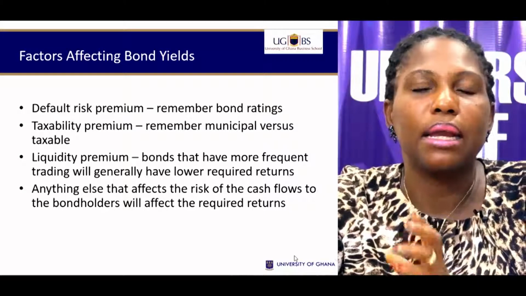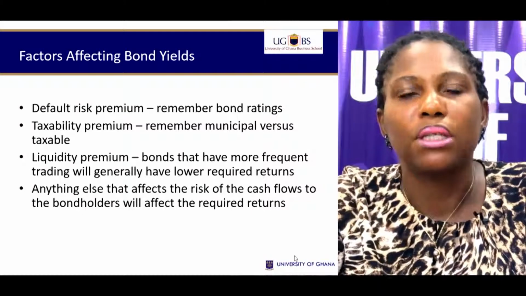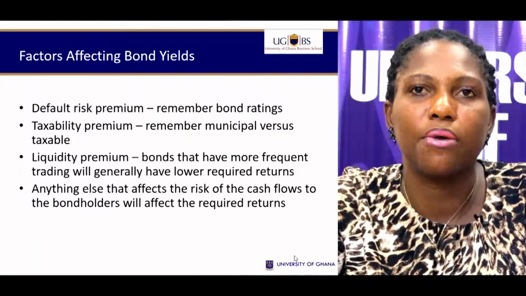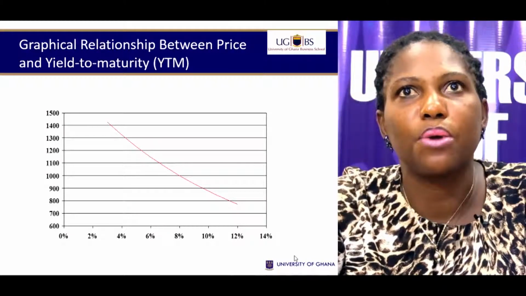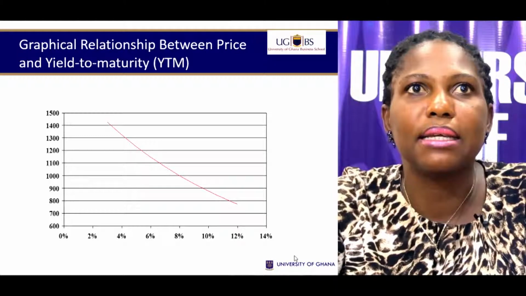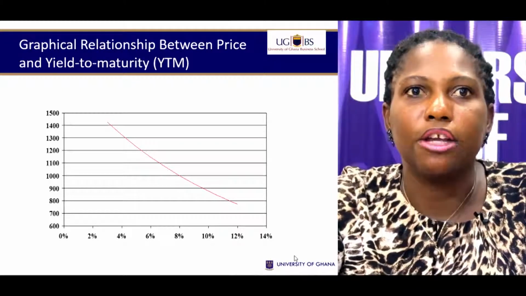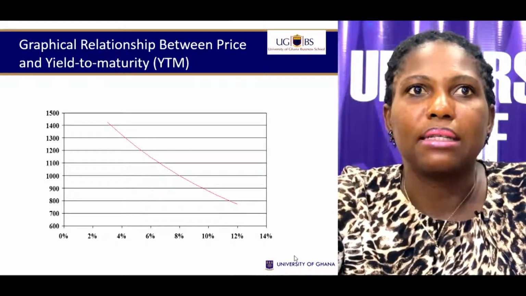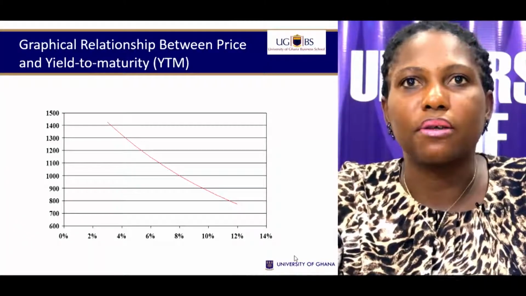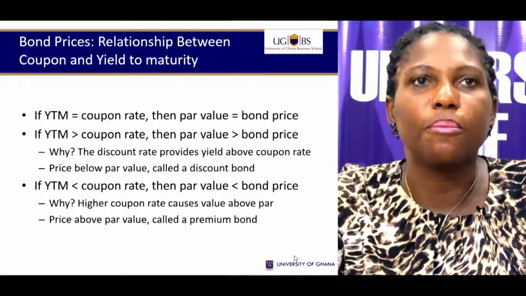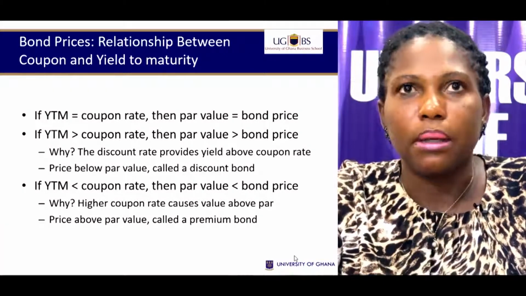In any sense, anything that affects the risk of cash flows to the bondholder will typically affect the returns that are required on such an investment. So this is a typical case where we graph the relationship between price and yield to maturity, and as already indicated, this is inverse. As the interest rate on the market rises, the price of the bond falls, because intrinsically the price of the bond is the present value of all payments received over the life of the bond.